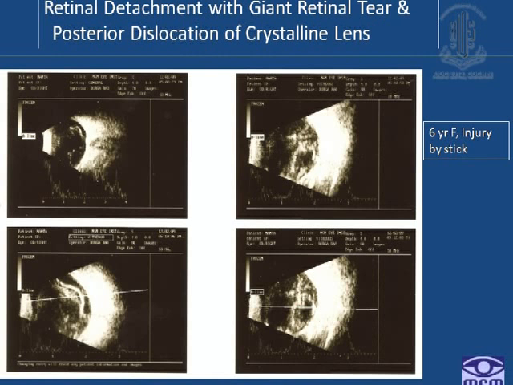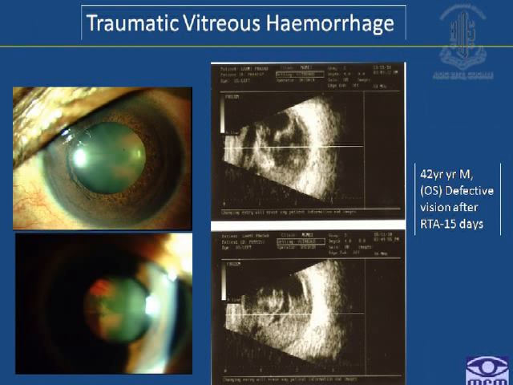Another picture showing a detachment of the retina and intraocular lens, and that's a detachment which is definitely a giant retinal tear. Another patient, a 42 year old male with defective vision after a traffic accident, and you can definitely see the vitreous hemorrhage, and all these echoes are suggestive of vitreous hemorrhage after a traffic accident, and the patient needs an intervention.